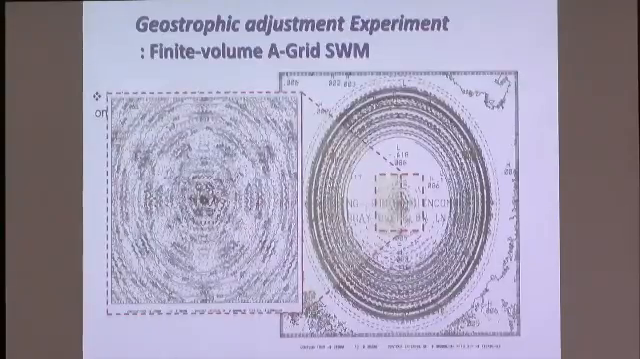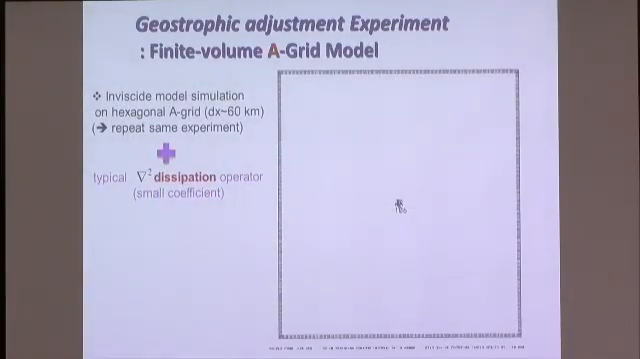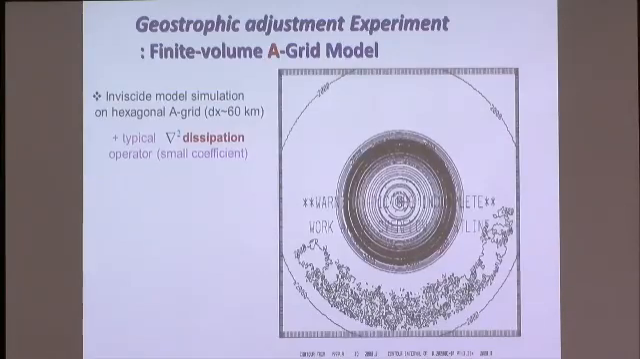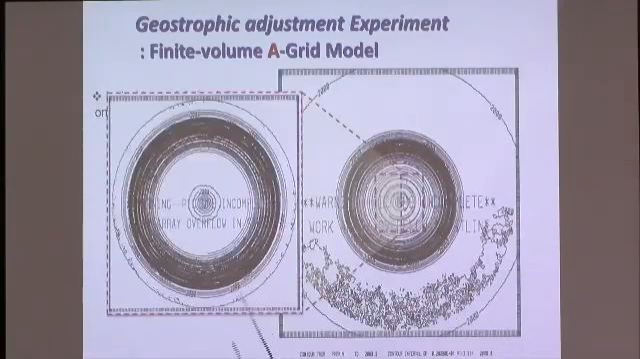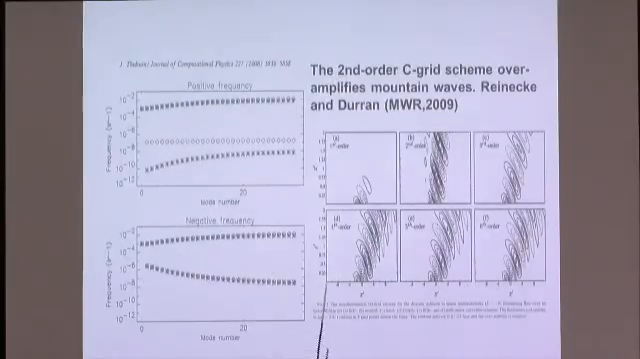But we repeated the same experiment with dissipation, because all of the operational models have some kind of dissipation. So we ran the same run with the dissipation. Now this becomes very smooth. So one may argue that this is geostrophic adjustment with dissipation. What happened in the A-grid? I think it's fair at this point. We also should not forget that even the C-grid has a problem.